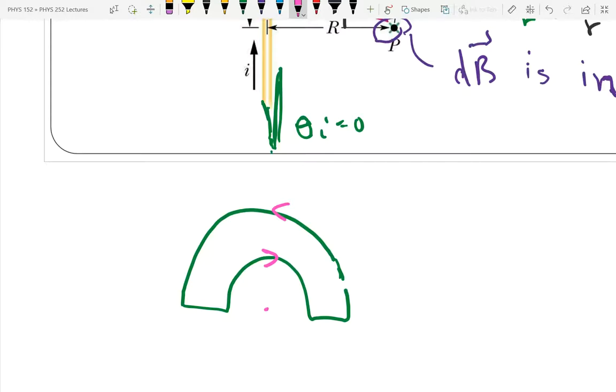And what was the first thing I did in both of the example problems? I evaluated the direction. So now we have to worry about the direction for three different pieces: the big arc, the small arc, and the two sides. Well, if you do the two sides, you see that your current is parallel, so your dL or dS is parallel to r. So what is dS cross r if you're parallel? 0. So boom, those two don't contribute.